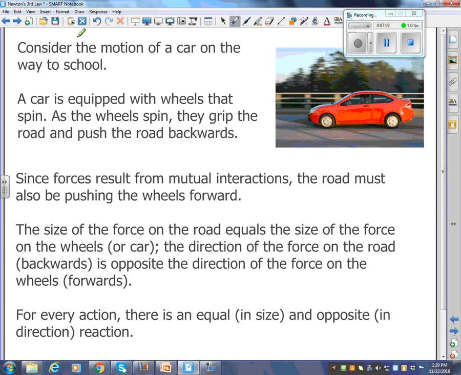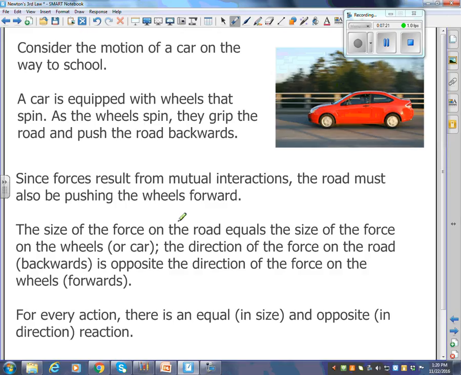Consider the motion of a car on the way to school. The car is equipped with wheels. You might be familiar with that. They spin. As the wheels spin, they grip the road and literally push the road backwards. Since forces result from mutual interactions, the road must also be pushing the wheels forward.